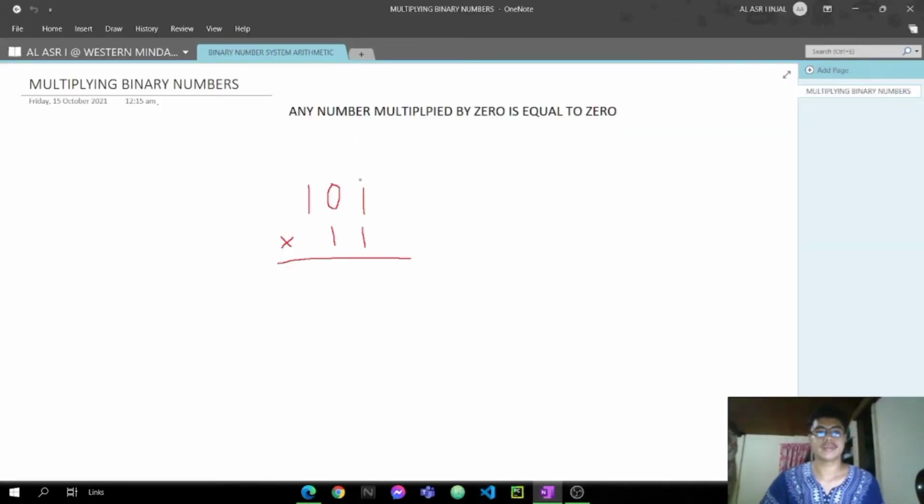Multiplying binary numbers. So always remember, any number multiplied by 0 is equal to 0, so that you will not be confused when multiplying binary numbers. So I will show you guys how to multiply binary numbers. So first, 1 times 1 is 1, and 1 times 0. As I've said, any number multiplied by 0 is equal to 0. So 0, then 1 times 1, 1, and repeat the process here.